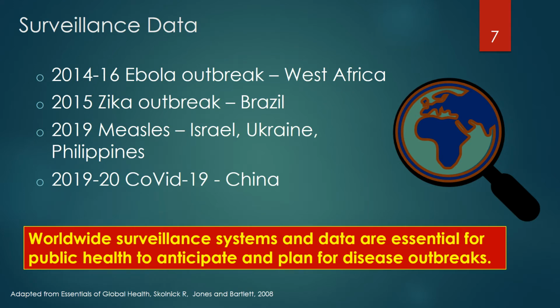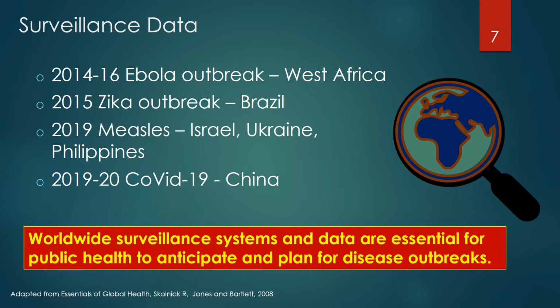Worldwide surveillance systems and data are essential for public health to anticipate and plan for disease outbreaks. A few examples include the Ebola outbreak of 2014 to 2016 in West Africa. By January 2016, suspected and confirmed cases had totaled more than 28,600 and reported deaths numbered about 11,300, making the outbreak significantly larger than all previous Ebola outbreaks combined.